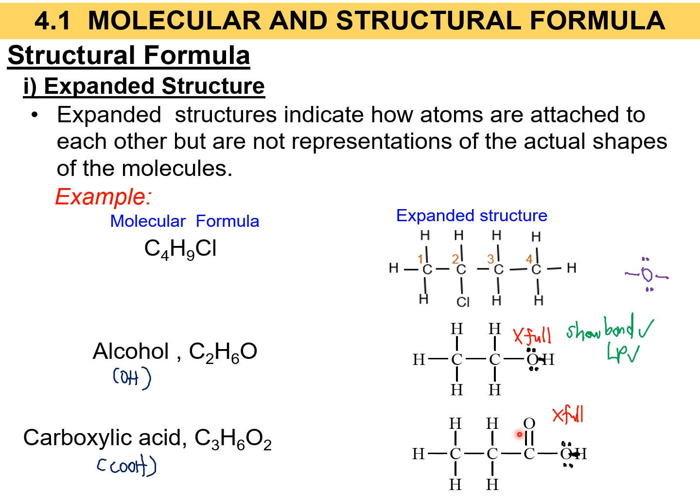Okay, so how about this oxygen? Dia ada dua bonding pair, so dia punya lone pair tak lukis, so lukiskan lone pair dia. Itu sahaja, dua lone pair. So this is how you draw a full expanded structure kalau melibatkan alkohol dan carboxylic acid yang melibatkan ada oksigen. Kalau nitrogen, you kena ingatlah nitrogen ada 3 bonding pair, 1 lone pair.